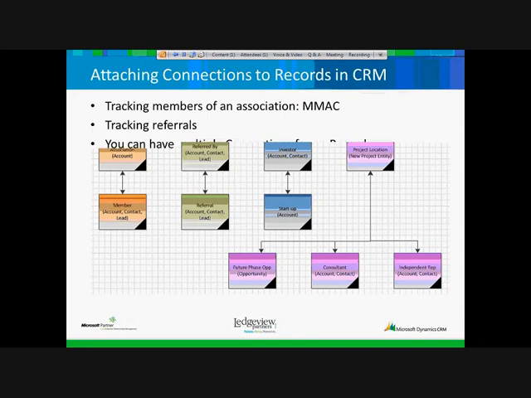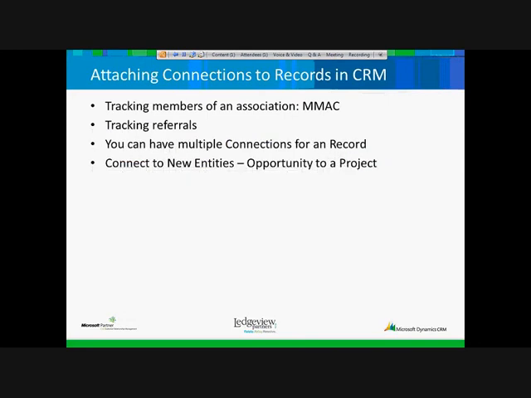So a couple of things I want to show today are tracking members of an association and how you would actually, using connections, be able to specify the members of a particular association, how we can track referrals, and the ability to set up multiple connections for a record, as well as attaching a connection to a new entity. And in this case, we're going to be attaching an opportunity to a project.